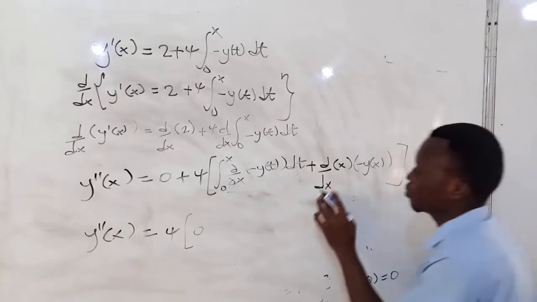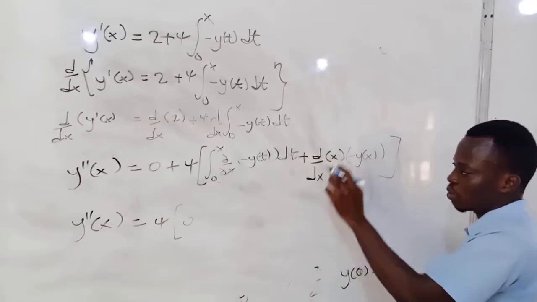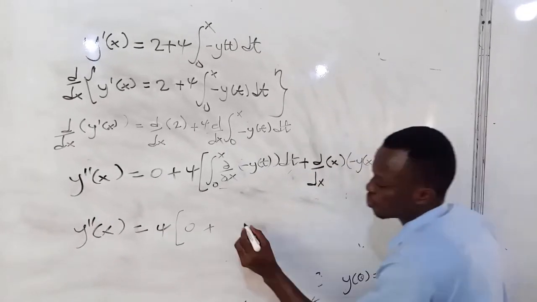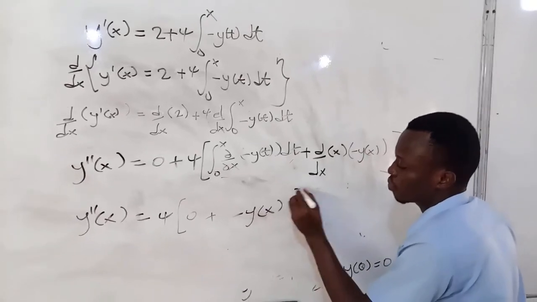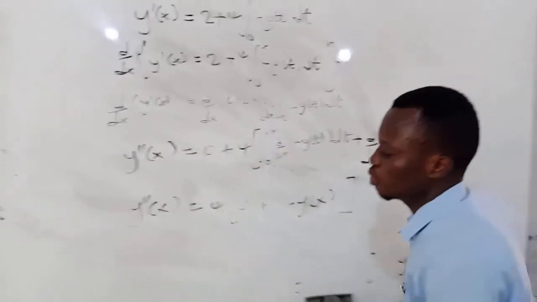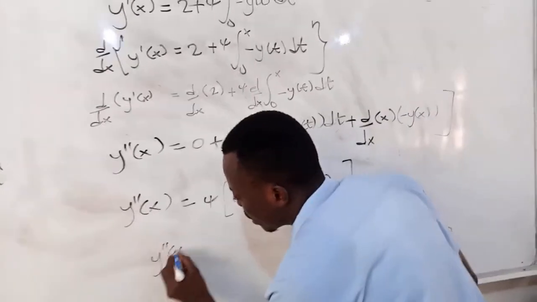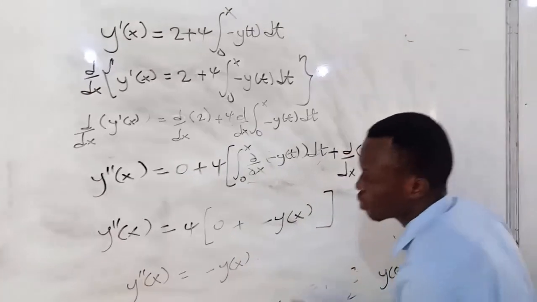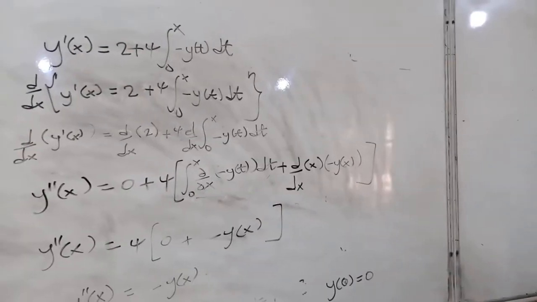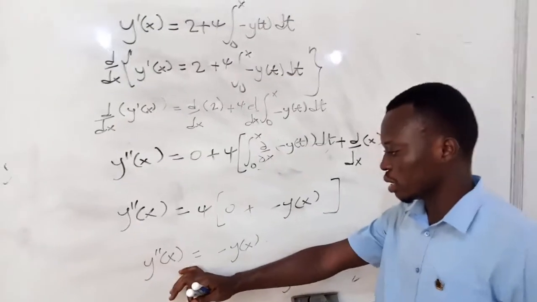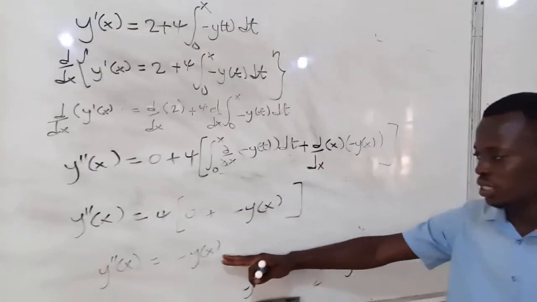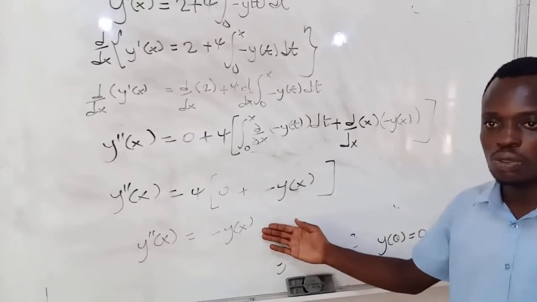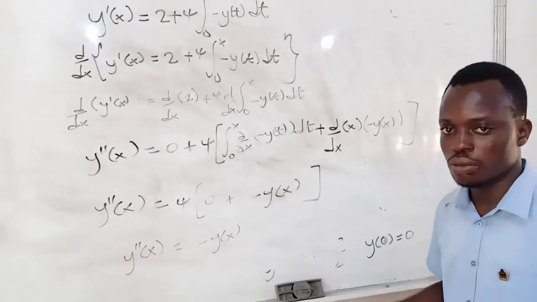So 0 plus, if we differentiate here this s, we're going to get 1. So plus 1 times y of s. So we are going to have our equation to be y double prime of s equal to minus y of s. So this is the ODE, the differential equation here. We need to add our initial conditions to it.